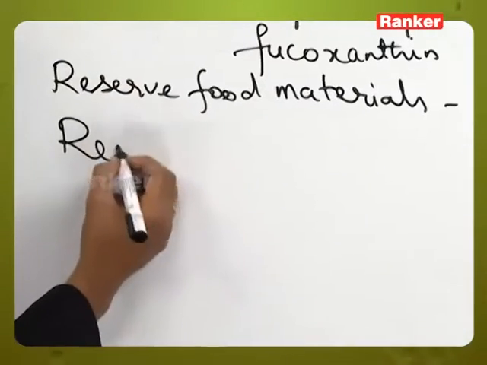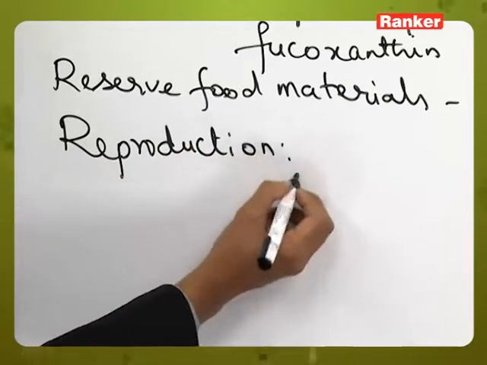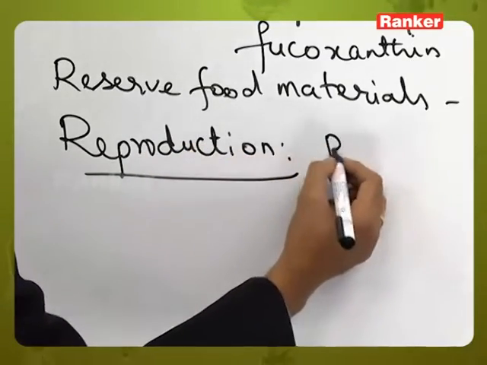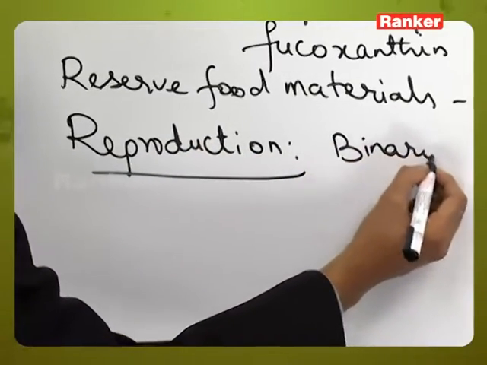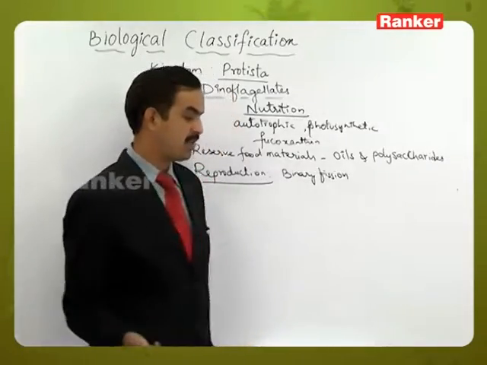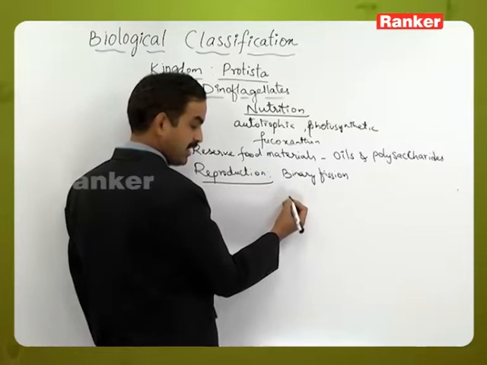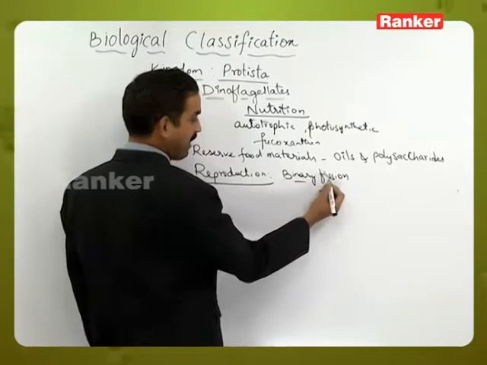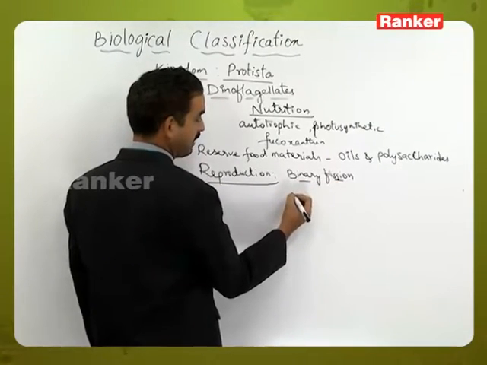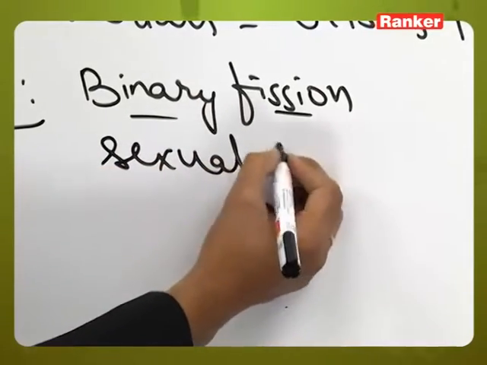The next one is the reproductive process. They reproduce by binary fission, which is the asexual method of reproduction. Usually they perform only binary fission, and sexual reproduction in most cases is absent.